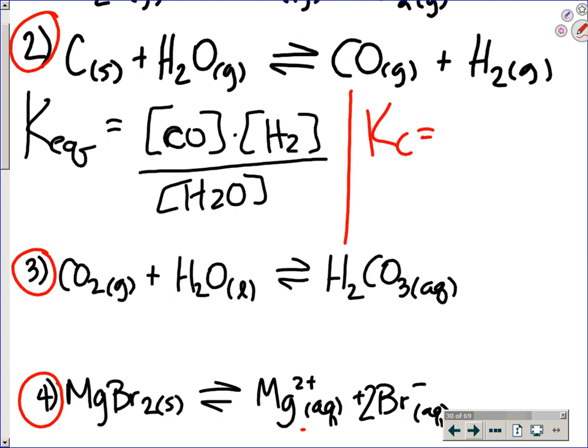What am I writing on top? For number 3. There's no C. It's always what, guys? Products over reactants. Mirror, give me the product.